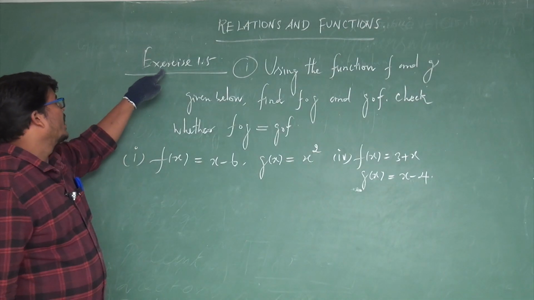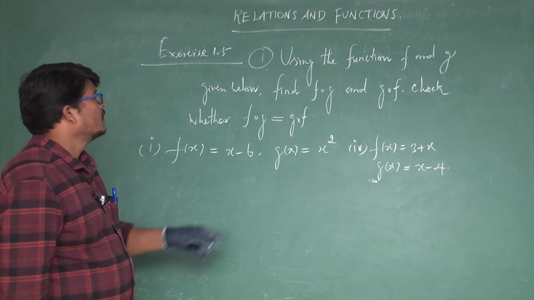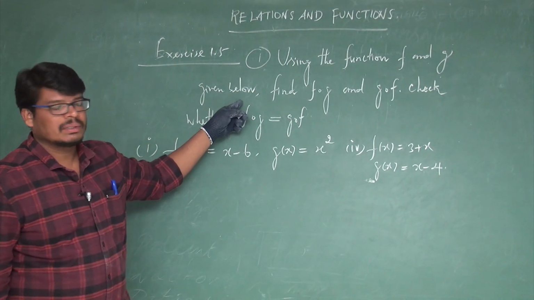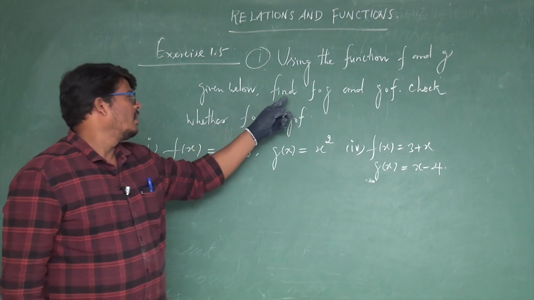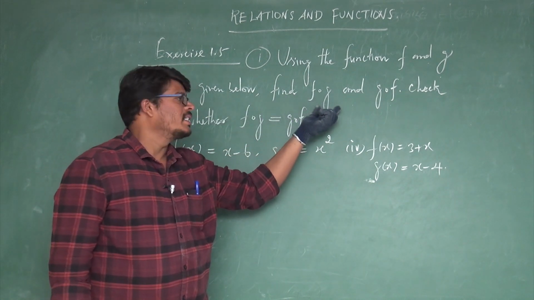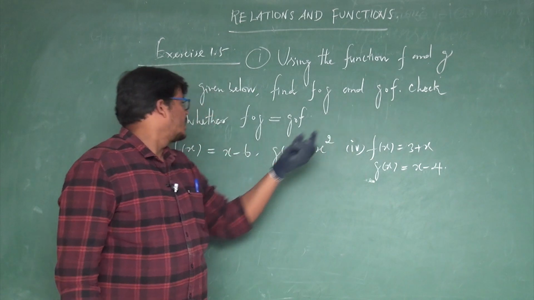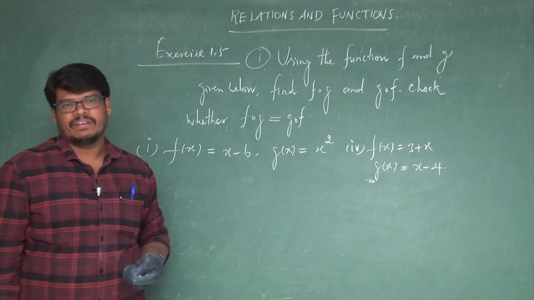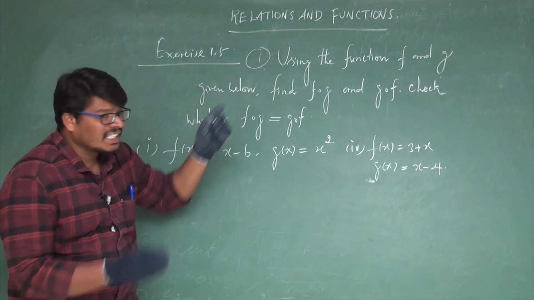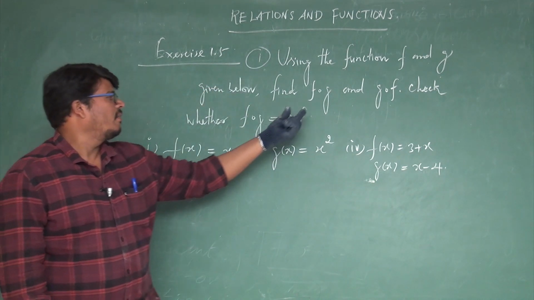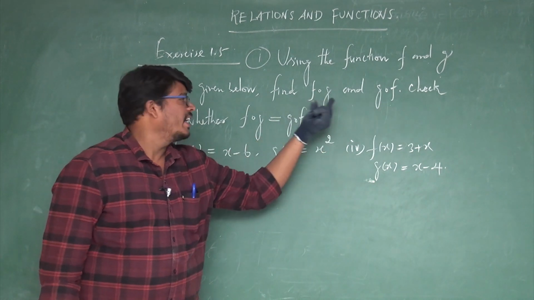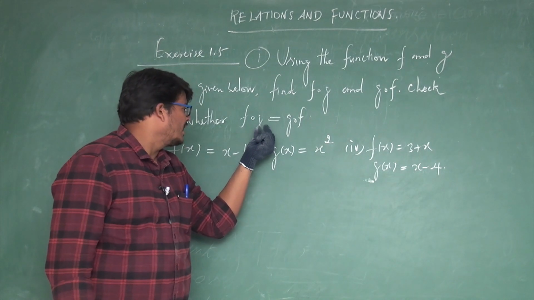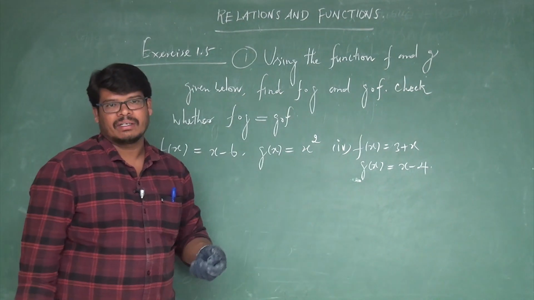Right, next one, exercise 1.5, the first problem. Using the functions f and g given below, find f dot g and g dot f. Check whether f dot g is equal to g dot f.